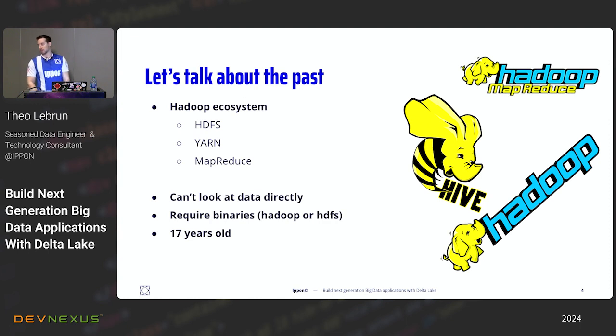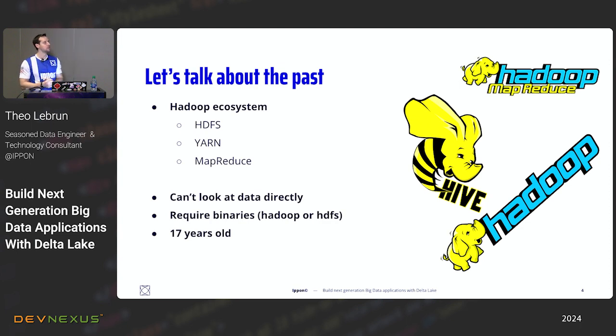So yeah, let's just start by talking about the past. If you're into the data world, you probably already know about Hadoop. It's kind of an old technology, created like 17 years ago. I don't know if anyone in the room used Hadoop before, but back in the day, it was very powerful. It had three main components: HDFS for the file system, then MapReduce and Yarn. It was pretty nice, pretty big, pretty useful.